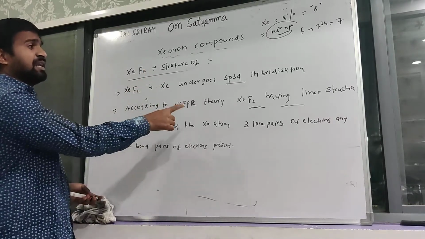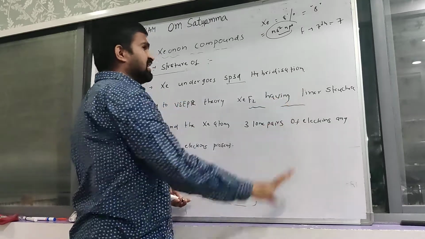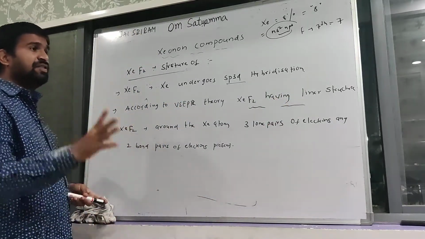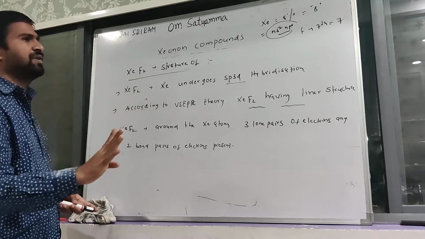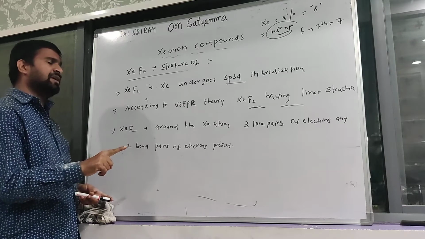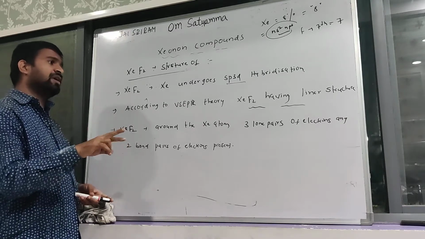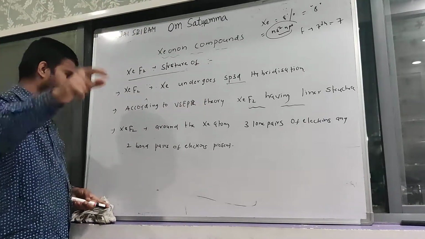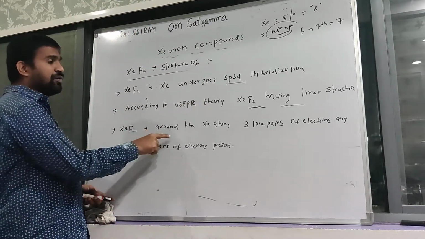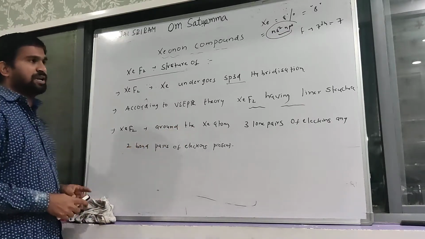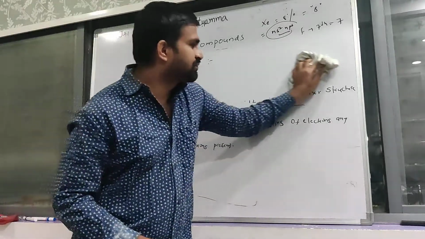According to VSEPR theory, xenon difluoride has a linear structure. Why? Because in xenon difluoride, the central atom has 3 lone pairs of electrons and 2 bond pairs of electrons. If the central atom has sp3d hybridization with 3 lone pairs and 2 bond pairs, the structure is linear. That's enough.